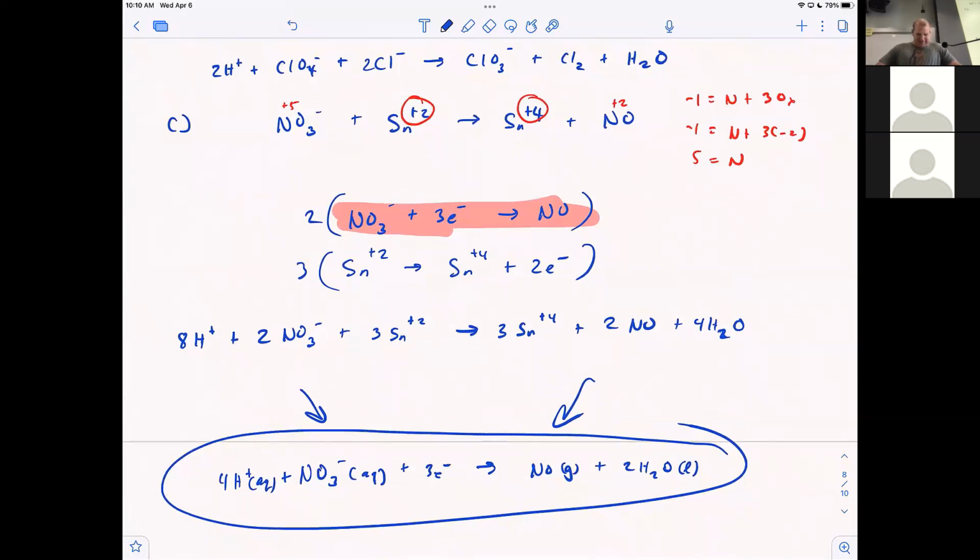That's a fun question. I'm picturing it in space and stars shooting out electrons and bombarding nitrate ions. That's astrochem. That's kind of a cool.